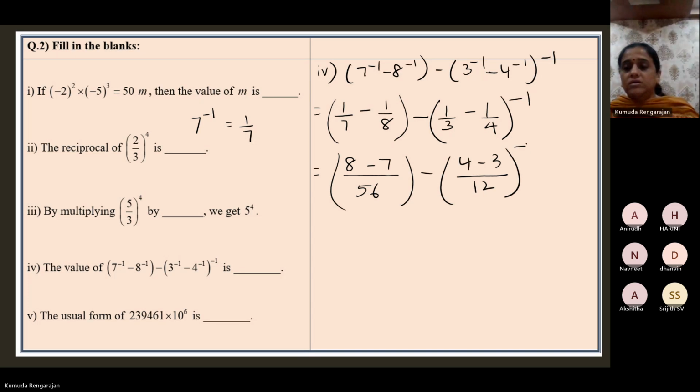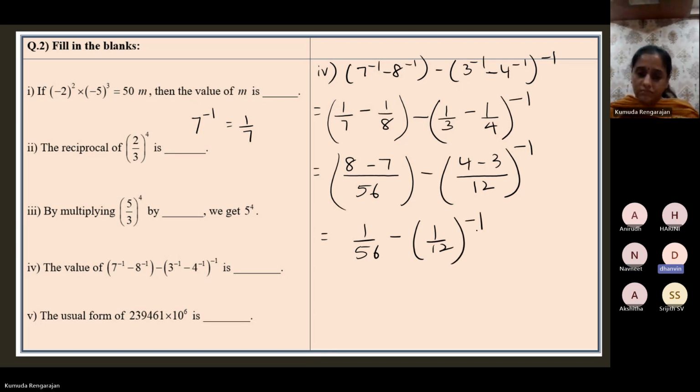To the whole power minus 1. Correct. Then, ma'am, next: 1/56 minus bracket 1/12 to the power minus 1. Ma'am, we should take the reciprocal of 1/12 and negative of it, which is equal to minus 12. What's the reciprocal of the base? 12. What's the negative of the power? 1, so just leave it.